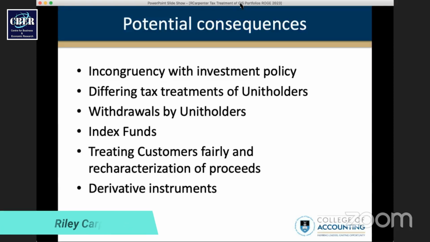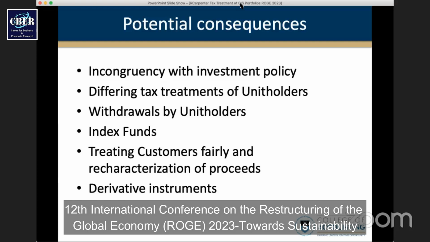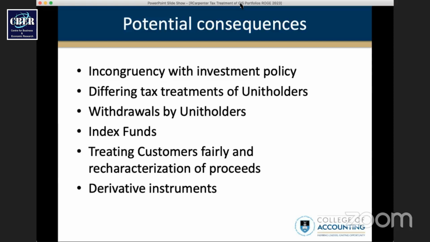And lastly, another potential consequence is looking at derivative instruments. The derivative market in South Africa is large, and the vast majority of those contracts have a term less than 12 months, which means that the disposal thereof will result in proceeds that are revenue in nature.